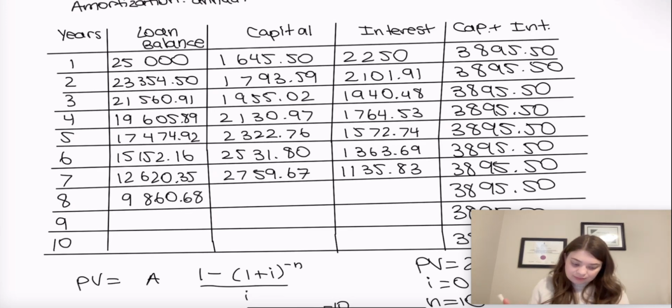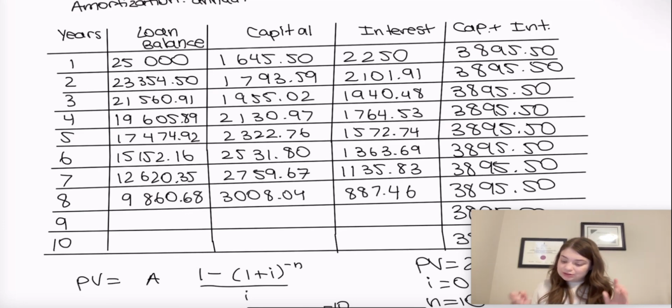We get $887.46 of interest we paid that year. So that means there's a lot more left for principal now. So $3,895.50 was the total payment. That means that 3,000 of those dollars, $3,008 and 4 cents to be more exact, is going to actually paying down the balance, which is great.